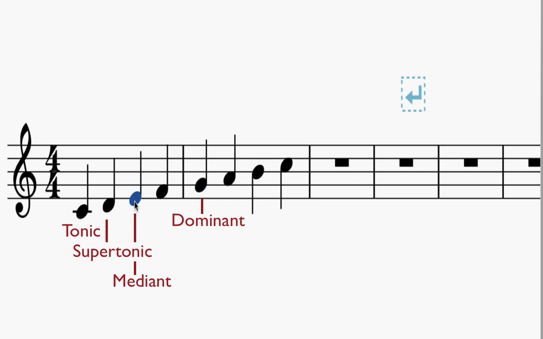So the mediant is halfway between the dominant and the tonic. Another way to think about that is how do we make a chord, right? Our most basic triad. We make our most basic triad with tonic, mediant, and dominant. That makes a C major triad in the key of C, right?